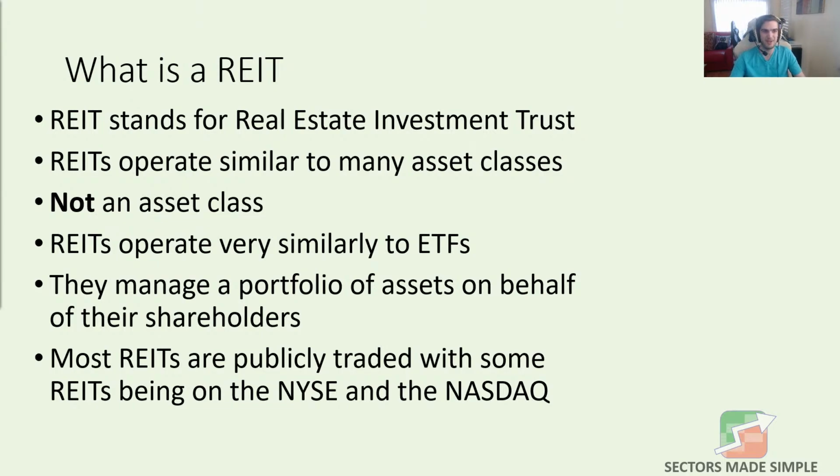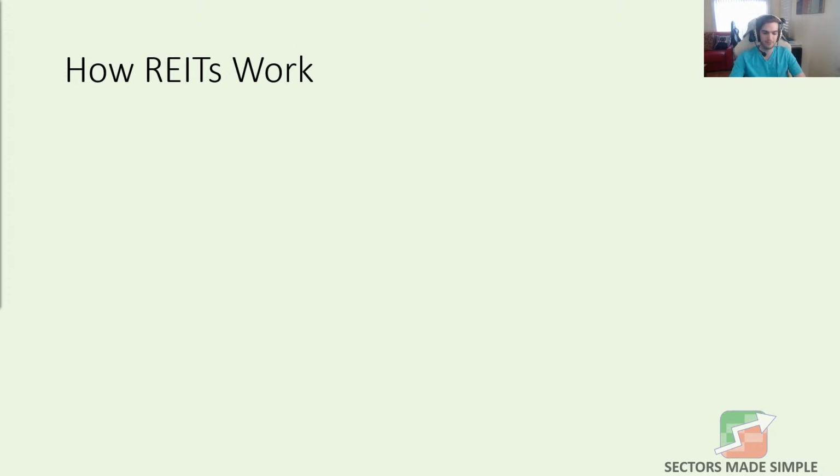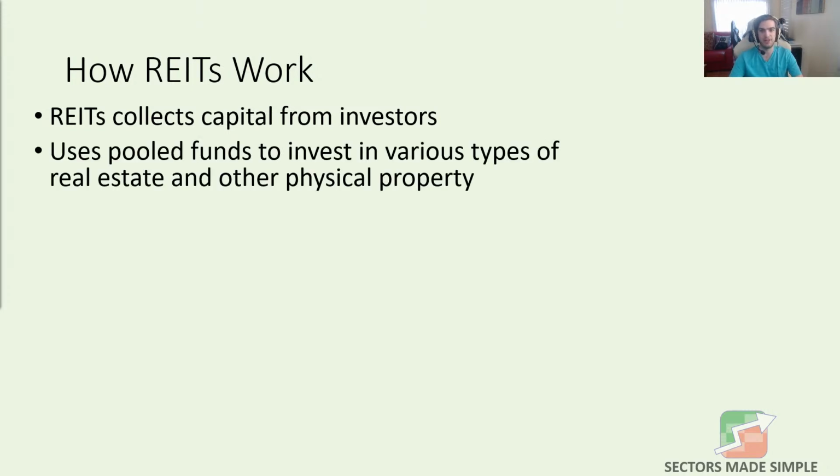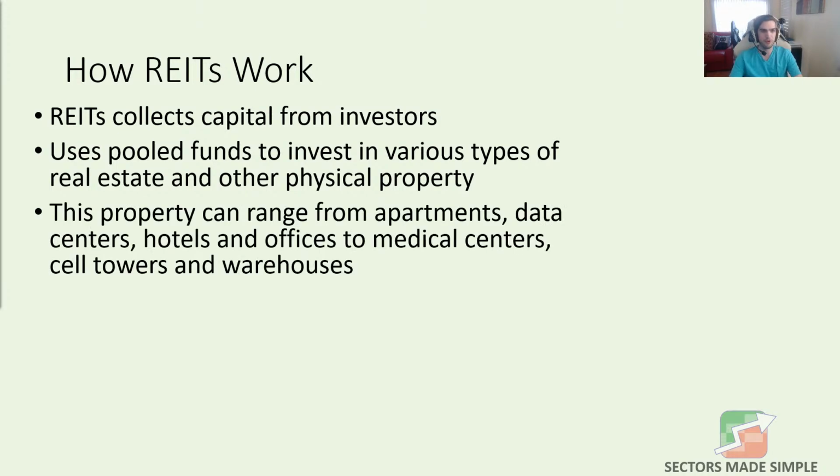Alrighty. So, how do REITs work? So, REITs are very much like other funds. They collect money from investors and then use this money to invest in various types of real estate or other physical property. So what this means is that they invest in properties. And this is not just things like homes or apartments. This includes data centers, hotels, medical offices, cell towers, warehouses. We're talking anything that occupies land. If you can build it, there's probably an REIT that trades it.